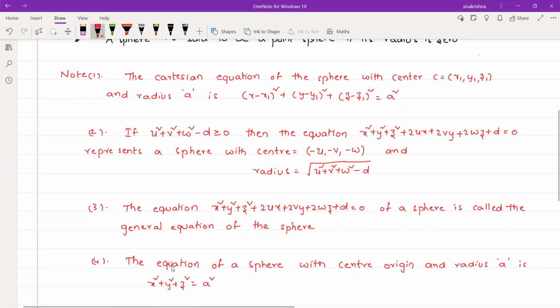The first one is whenever we are having center and radius, then we can find the equation of the sphere in Cartesian form. And after that, whenever we are having a sphere equation in this form, that is x square plus y square plus z square plus 2ux plus 2vy plus 2wz plus d is equal to 0, then we can write center and radius by using these formulas.